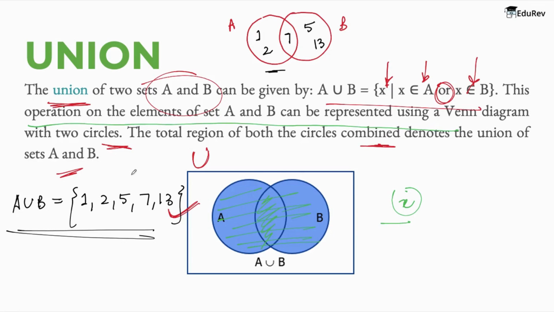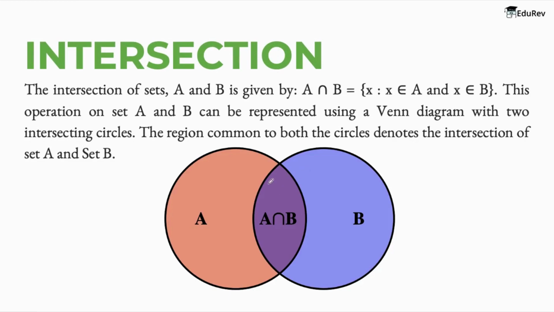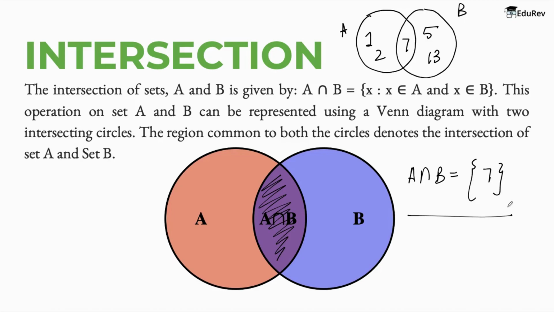Now let's move forward and understand what intersection is. Intersection, as we have explained, has to be all the elements which are present in both your A and B, right? Let's understand this with the help of an example. Suppose I have A and I have B. In A, let's say I have 1 and 2, and the common element is 7, and in B we have 5 and 13. So A intersection B will contain only element 7. That is because that element is common to both your A set and your B set.